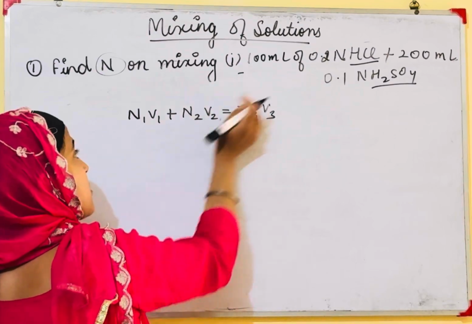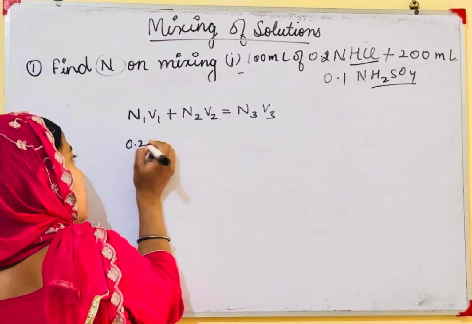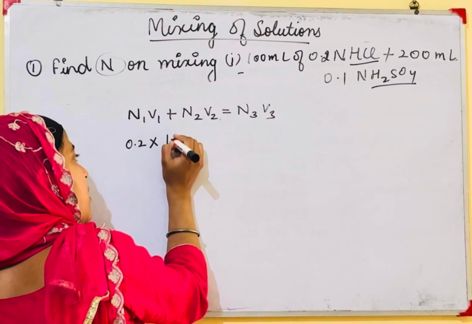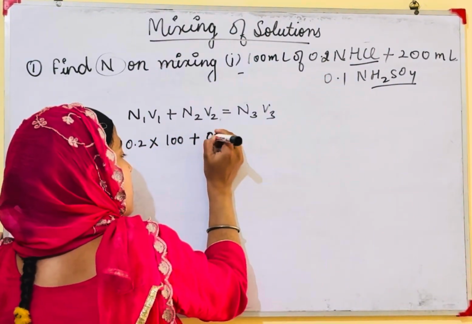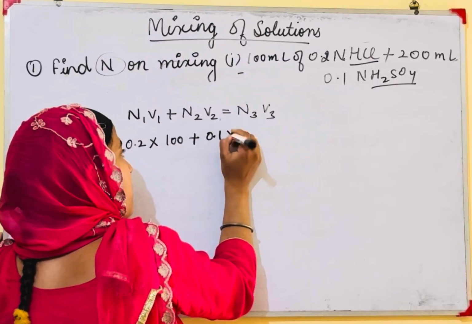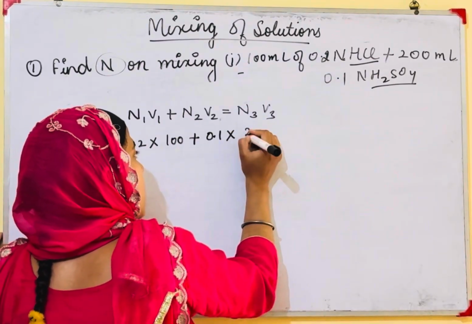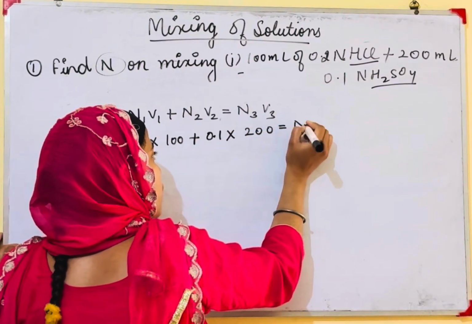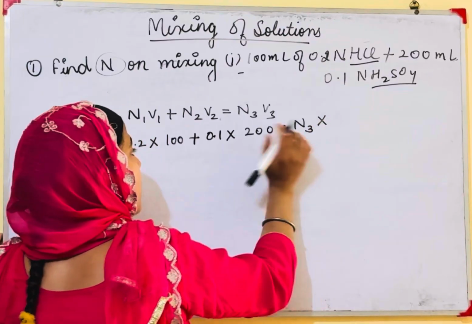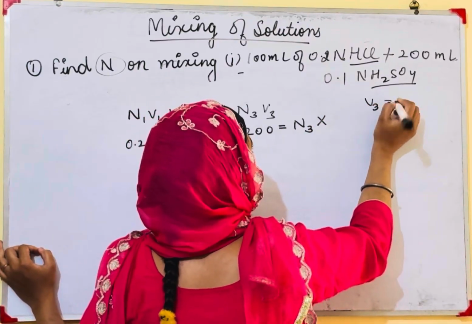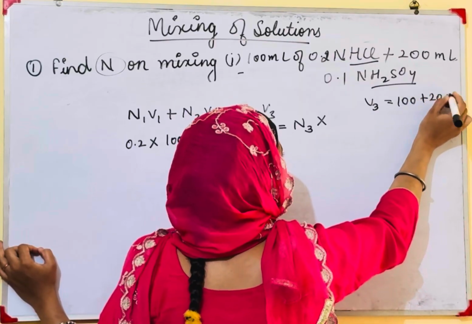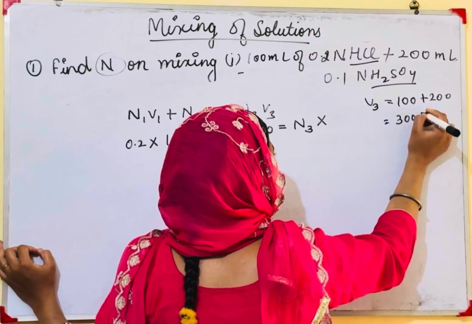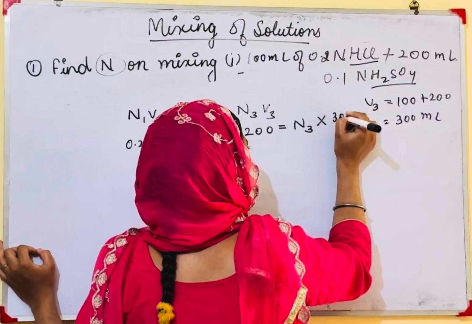First N1 is 0.2 normal multiplied by V1 which is 100, plus N2 which is 0.1 multiplied by V2 which is 200, and N3 we have to calculate. V3 is equal to 100 plus 200. This will become 300. So V3 will be 300.